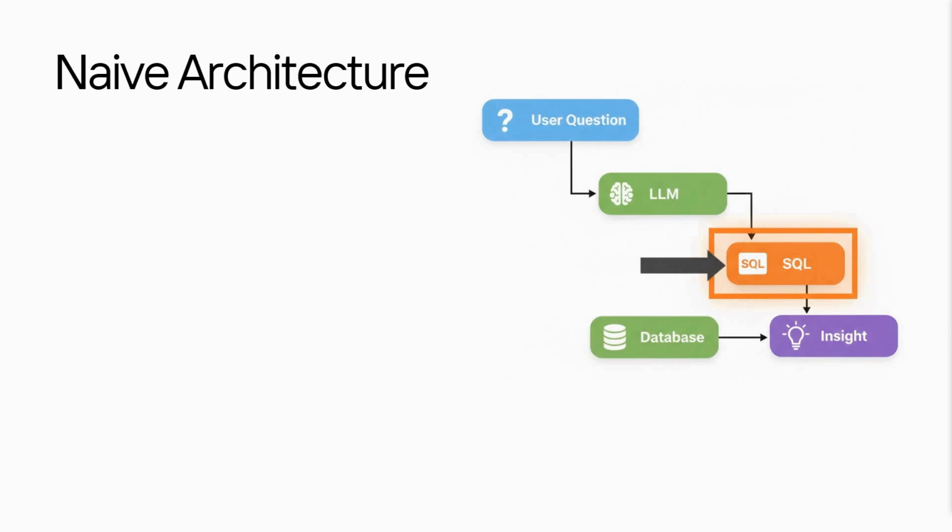The simplest architecture looks like this. Send the user question to the LLM, get SQL, execute it on the database. This works for demos, but this is not production safe. Why? Because the LLM does not automatically know your database schema, and it cannot be trusted blindly.